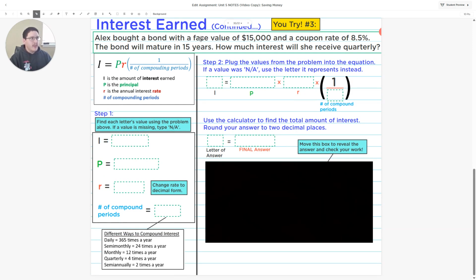Alex bought a bond with a face value of $15,000 and a coupon rate of 8.5%. The bond will mature in 15 years. How much interest will she receive quarterly? So at this moment, I would like for y'all to pause the video, fill out each of these boxes on your own, and see if you can solve the problem by yourself. Otherwise, I'm going to continue on and show y'all how to do this.